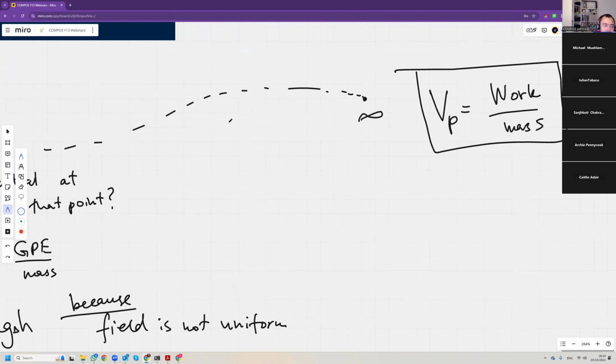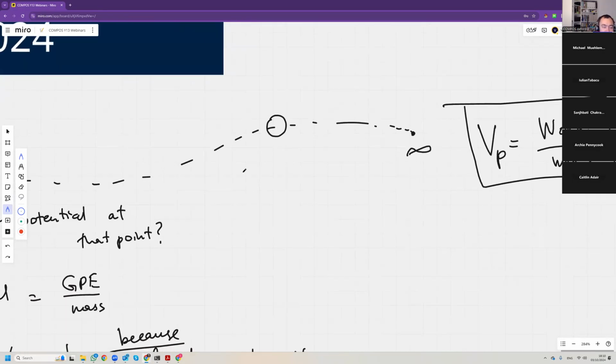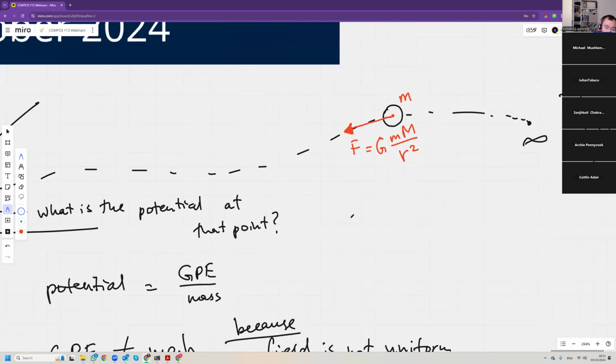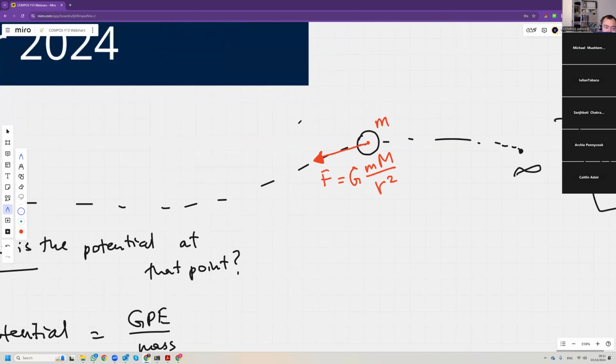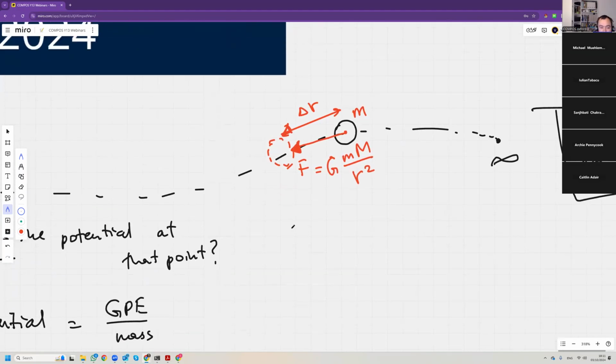Why would you move along this line? This is you, and there are forces acting on you. So there's the gravitational force, which is F, and it's equal to, let's say your mass is M and the planet's mass is capital M, G M m over R squared, where R is the distance. Suppose you move a small distance delta r. The work done, delta work, is force times the distance.